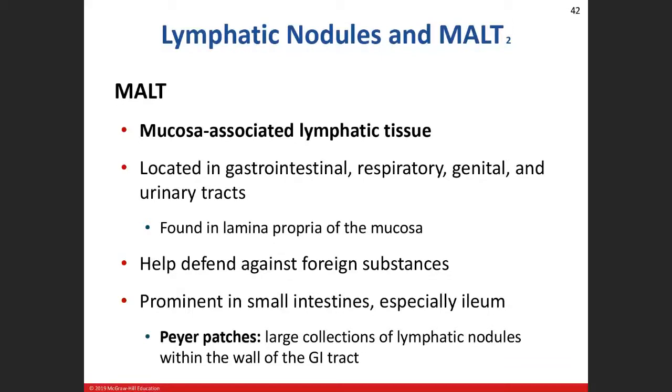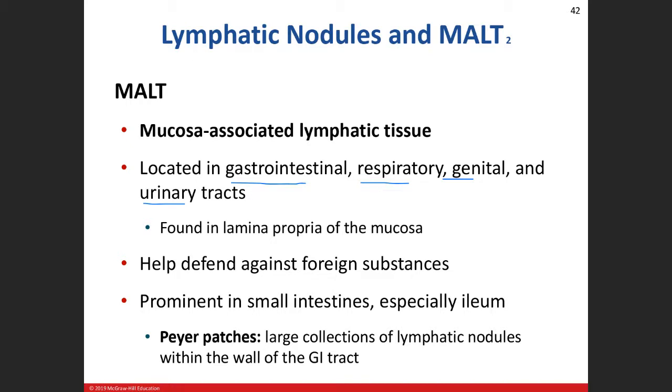You're going to see these structures in areas that have some exposure to the external environment. Gastrointestinal: food, liquid. Respiratory: we're breathing stuff in. Genital and urinary tracts, same type of scenario. UTIs you can get from an external source entering into the urethra. Genital: intercourse, anything. So all of these are associated with possibilities of an external pathogen gaining access to the internal region.